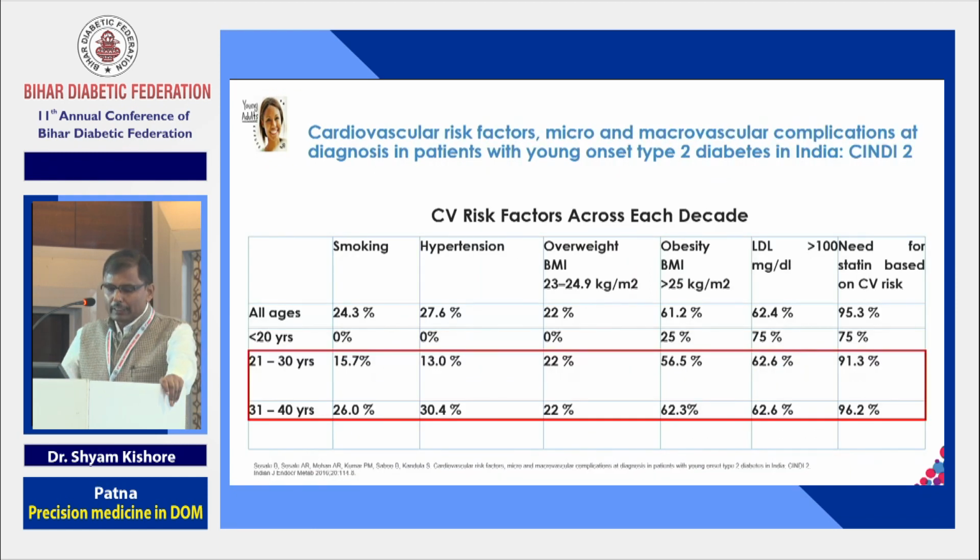The significant highlight of this study was that 95% of patients required a statin. This was not only in the age group of 21 to 30 and 30 to 40, but even in those less than 20, and if you accumulate the data, nearly 95% required statin therapy.